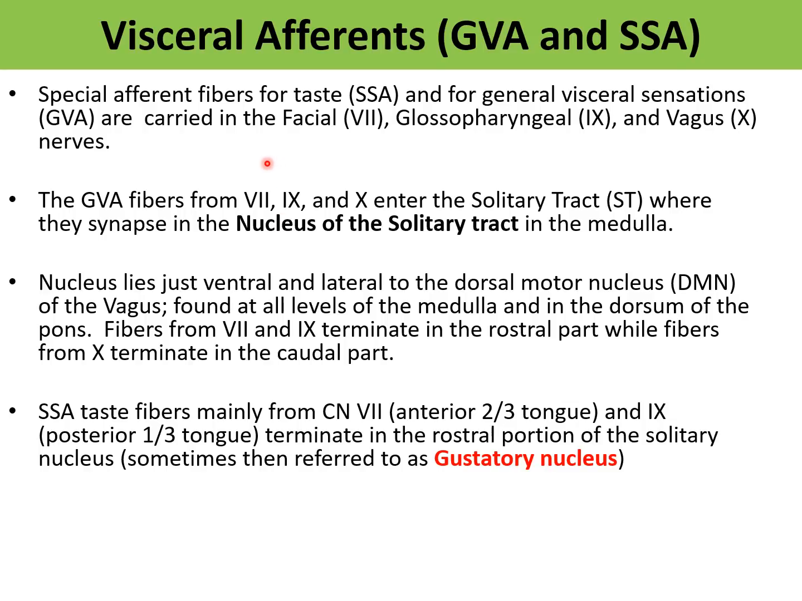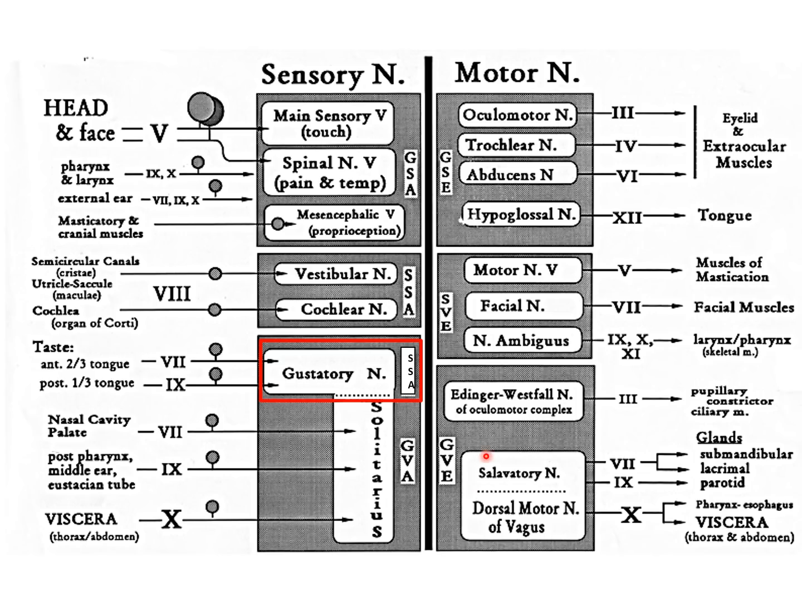A number of visceral afferents carry information about taste and other general visceral sensations in cranial nerves 7, 9, and 10, and they enter the solitary tract and synapse in the nucleus of the solitary tract in the medulla, and that's a rather bright spot in the medulla. It provides information about taste; it's called the gustatory nucleus. And you see it represented here for its special sensory inputs.